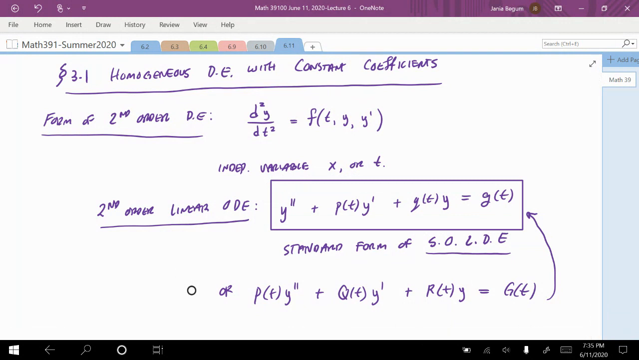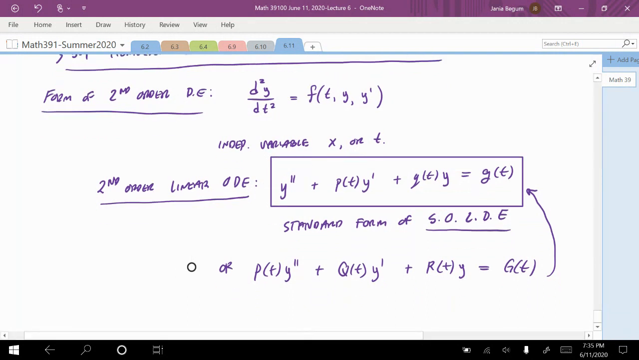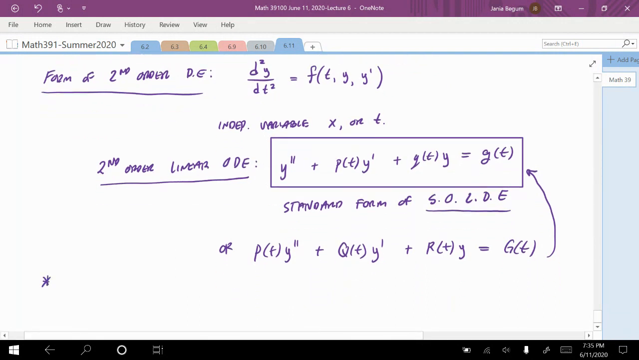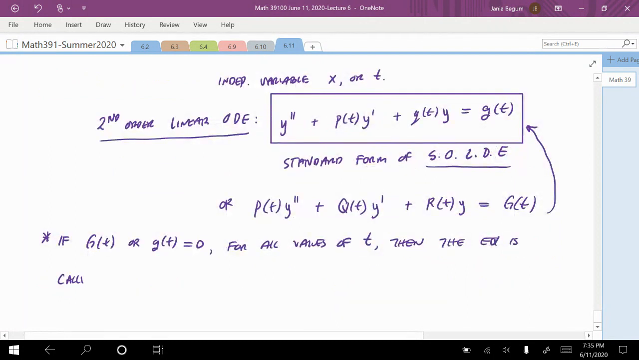Now, when do we call this equation homogeneous? So here's a definition of homogeneous. So if g of t, the big G of t in the second form, or the little g of t in the first form, which I'm calling standard form, is 0 for all values of t, then the equation is called homogeneous.